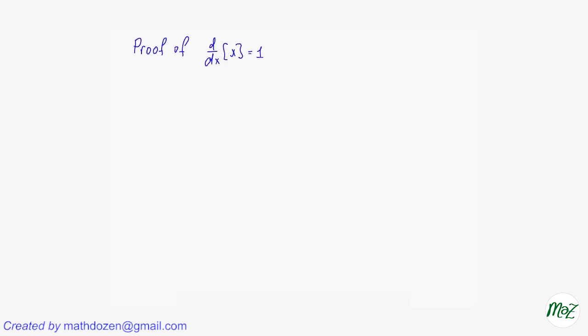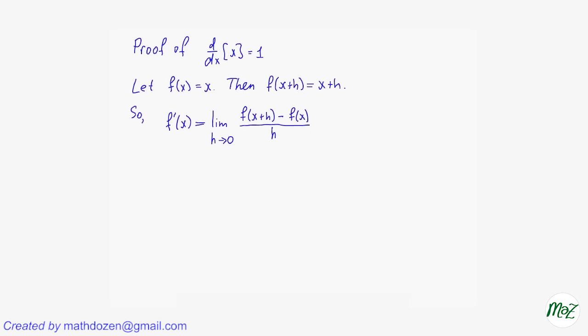In a similar fashion, we can prove that the derivative of x is equal to 1. So we set up a function f of x equals x. Then for the difference quotient, we're going to need f of x plus h. That's x plus h. And now, for the calculation of the derivative, we set up the limit as h goes to 0 of f of x plus h minus f of x over h. That works out to be x plus h minus x divided by h.